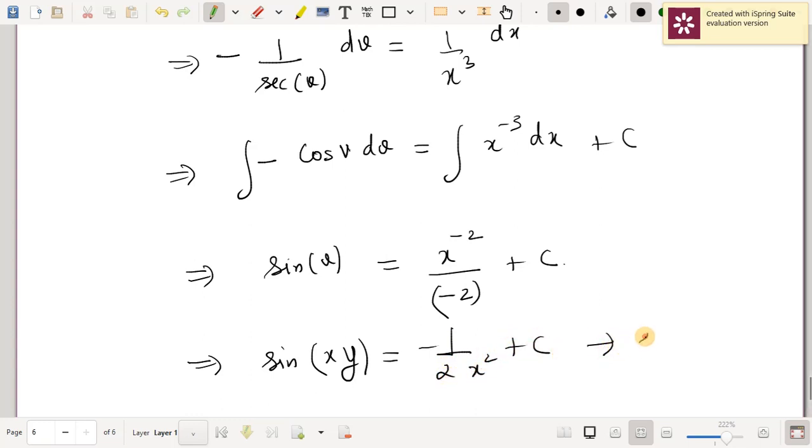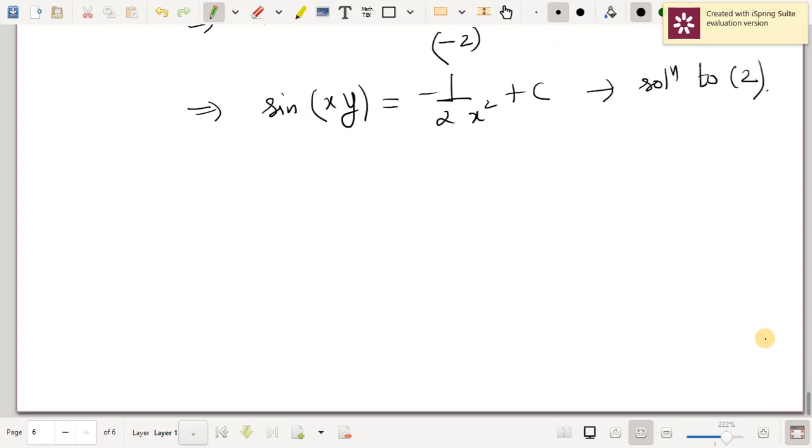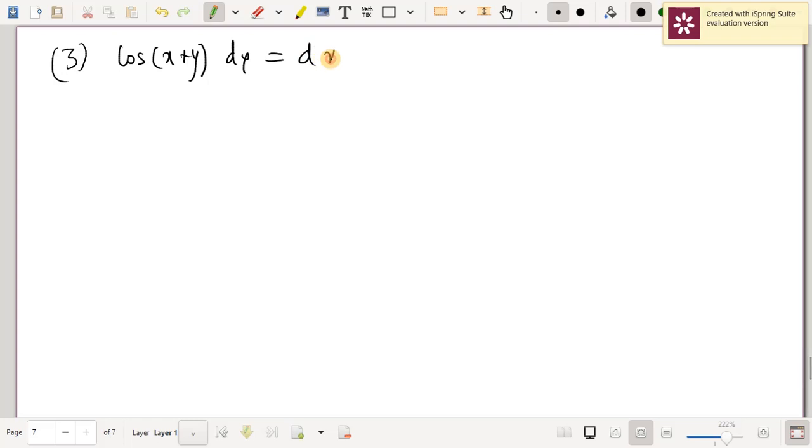So that's the final solution to the differential equation 2. Let us see one more problem of similar type, wherein the substitution occurs. cos of x plus y dy is equal to dx. Again, we cannot split this cos of x plus y, and even after splitting we will not be able to separate the variables.